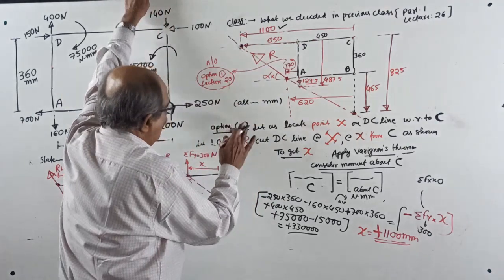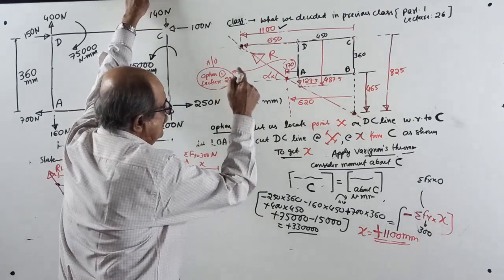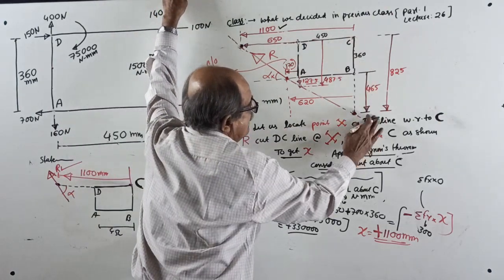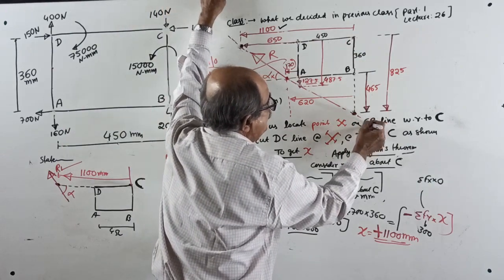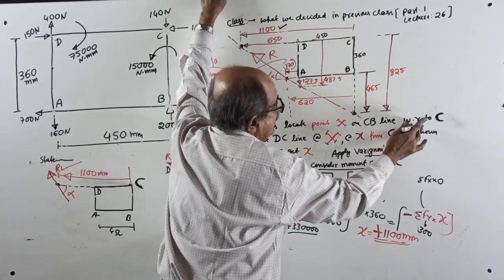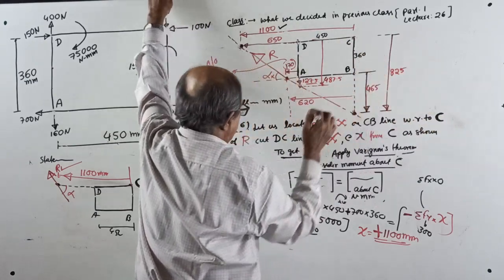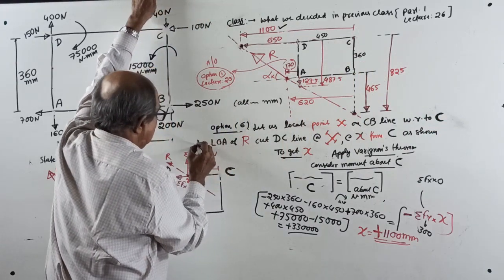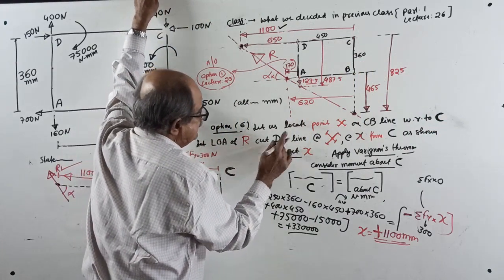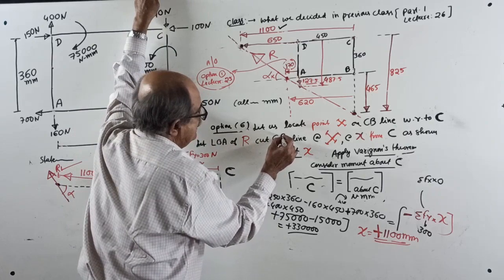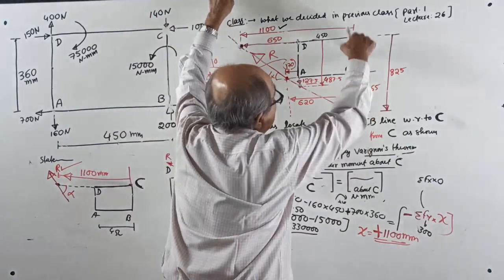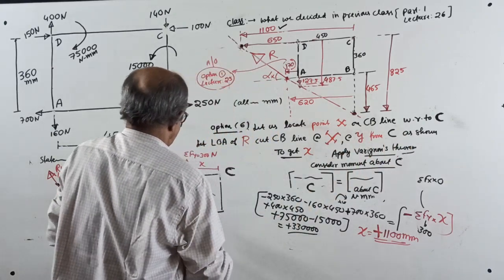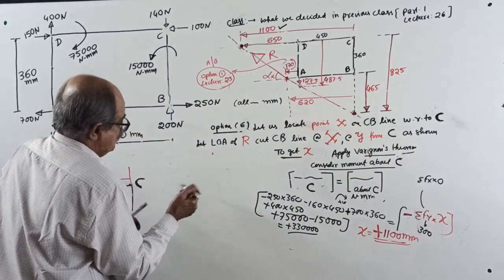Now, option number 6. Let us locate the point X on the CB line, vertically with respect to C, that is, on the CB line with respect to once again C. So, let the line of action of the resultant cut the CB line at a point X, since it is a vertical distance Y from C as shown. This sketch is gone. One more sketch required.